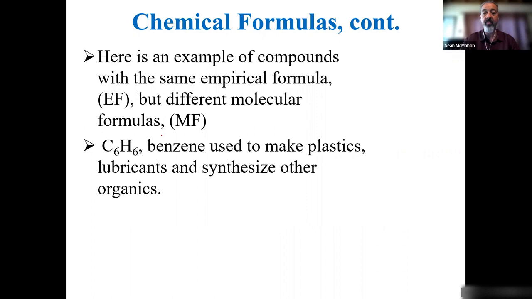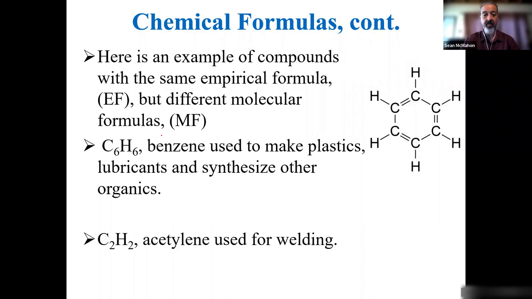simplest? So benzene, okay, it has many uses. It's a lubricant, it synthesizes other organics, but its molecular formula is C6H6, and that's the structure. Now, don't worry about drawing the structure yet, but that is the structural formula, the Lewis dot structure. Acetylene, which is another organic, has the formula C2H2, the molecular formula. What both of these have in common is they have the simplest empirical formula. So what do I mean by that?